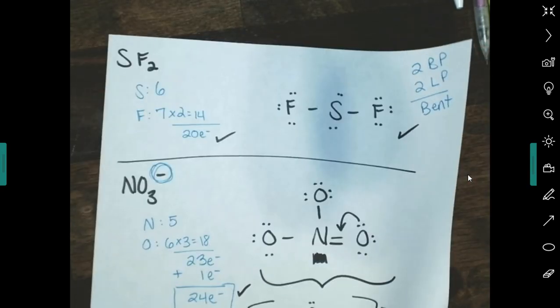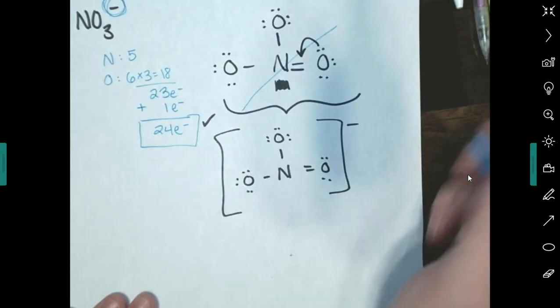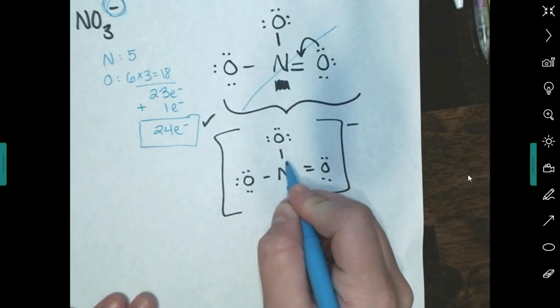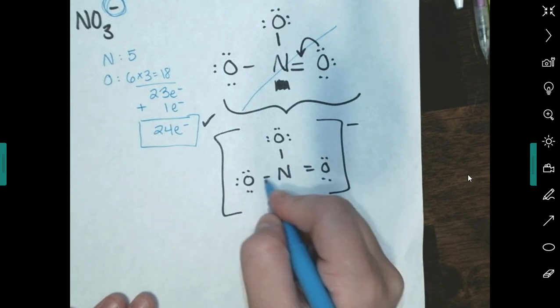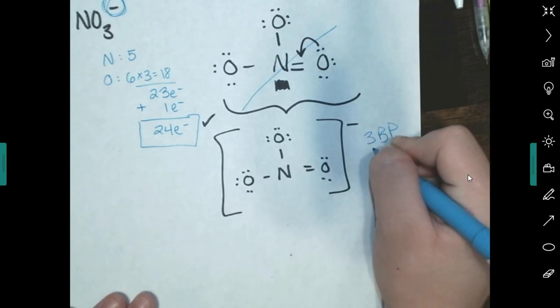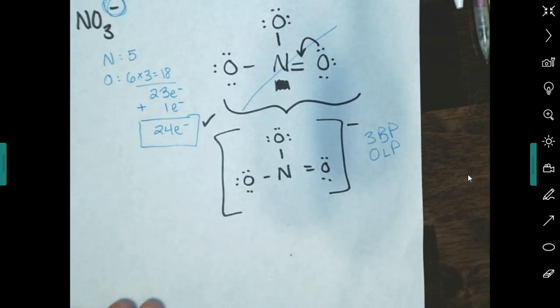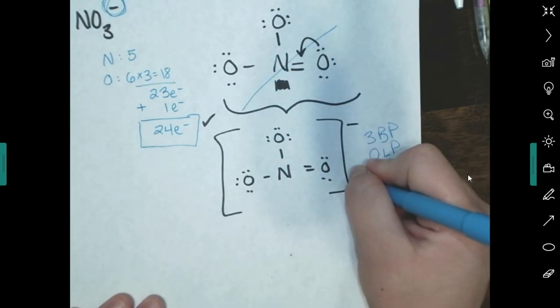And the very last one, let's look at this one. Cross that one out. So I have 1, 2, 3. Remember, a double bond counts as just 1 bonding pair. So I have 3 bonding pairs, and I have 0 lone pairs around my central atom. So that would be trigonal planar. Okay? That would be trigonal planar.